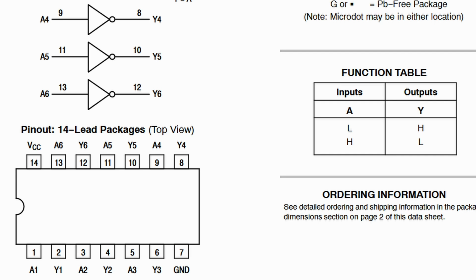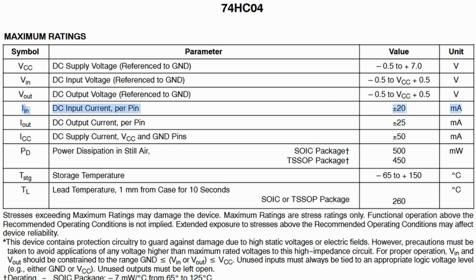We can also use the datasheet to find our pinout. Here we can see the power supply connections. VCC will connect to 5 volts, and ground will connect to 0 volts. We can also see the locations of our inputs marked with A's, and the outputs marked with Y's. We can also see that the maximum input current is 20 milliamps per pin.